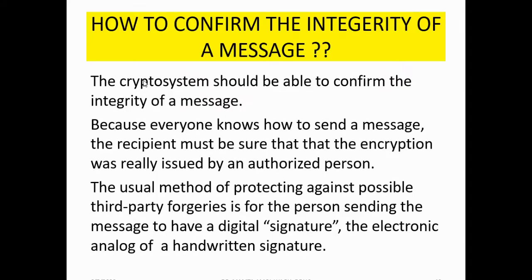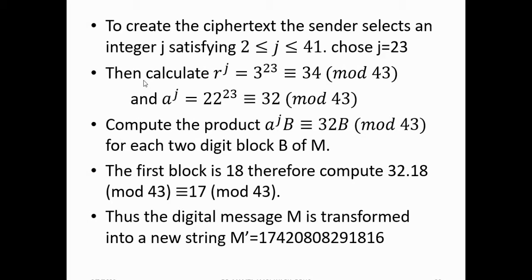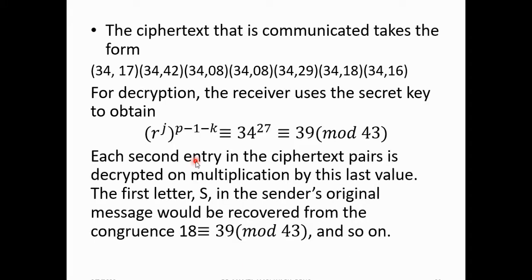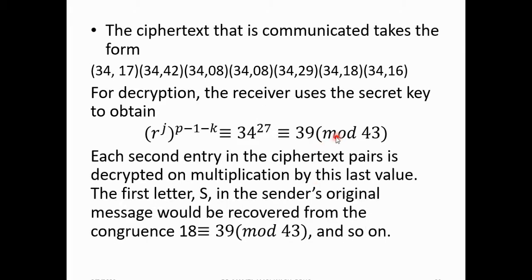So this is your M dash, and this 3417, this first, and 3442, 3408, this coming from here, and then 348, 3429, 3418, 3416. So this is your ciphertext.